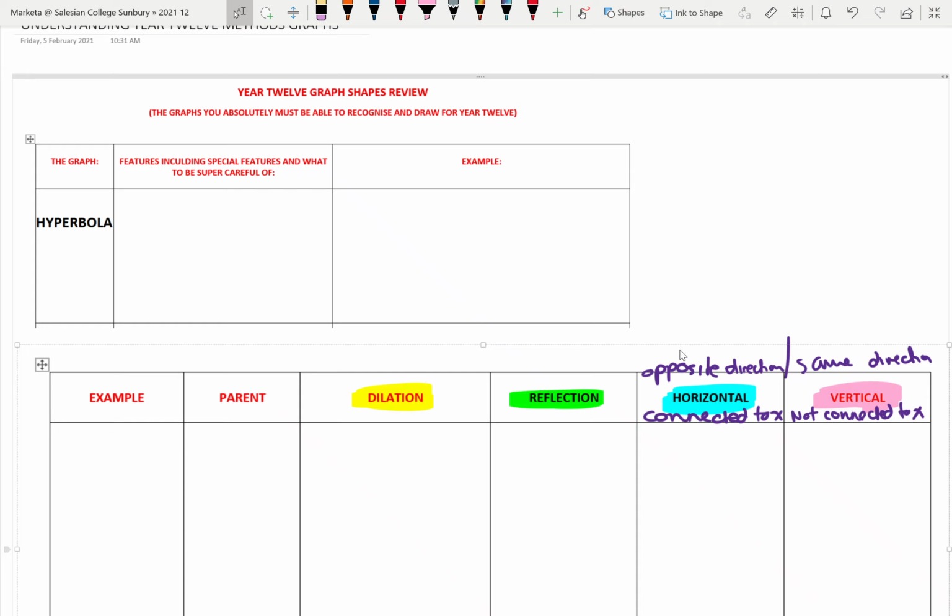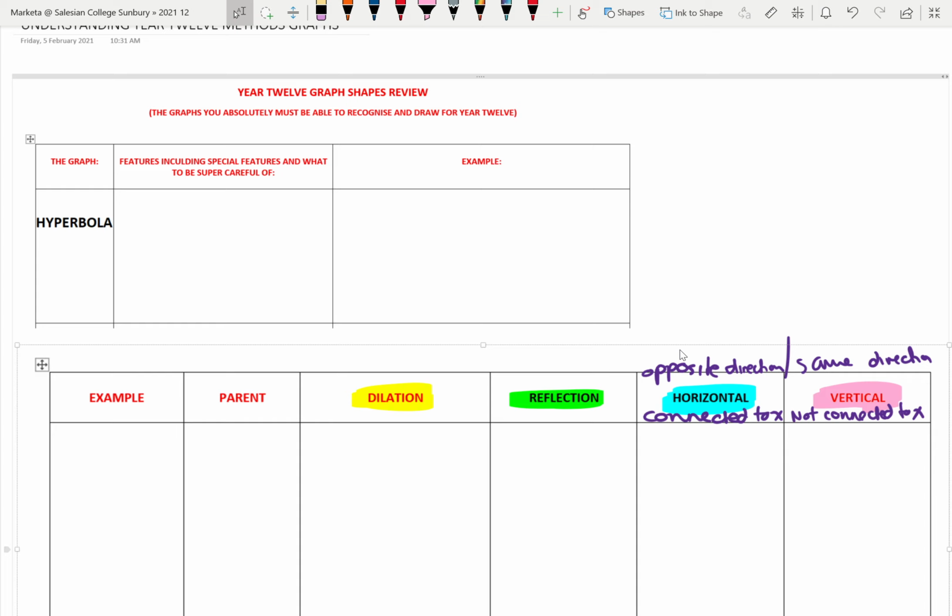Hi guys, today I'm going to be working through the next type of graph from our Year 12 graph shapes review, and I'm going to be working on hyperbolas. So we're not covering absolutely all graphs, but we'll cover the main ones.